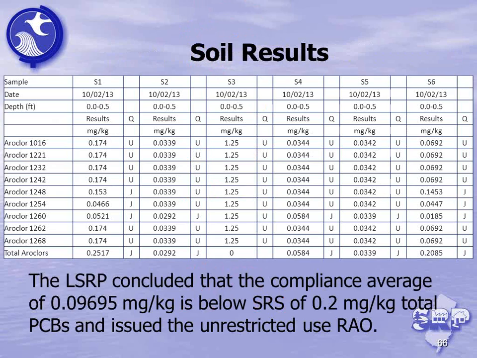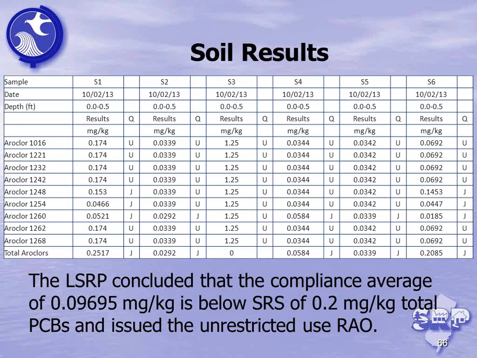Decision making based on the data. Based on the analysis of 6 PCB samples, the LSRP concluded that their compliance average was less than the soil remediation standard of 0.2. Compliance average calculated 0.09695. We've got to talk about significant digits, don't we? And they issued an unrestricted use RAL.